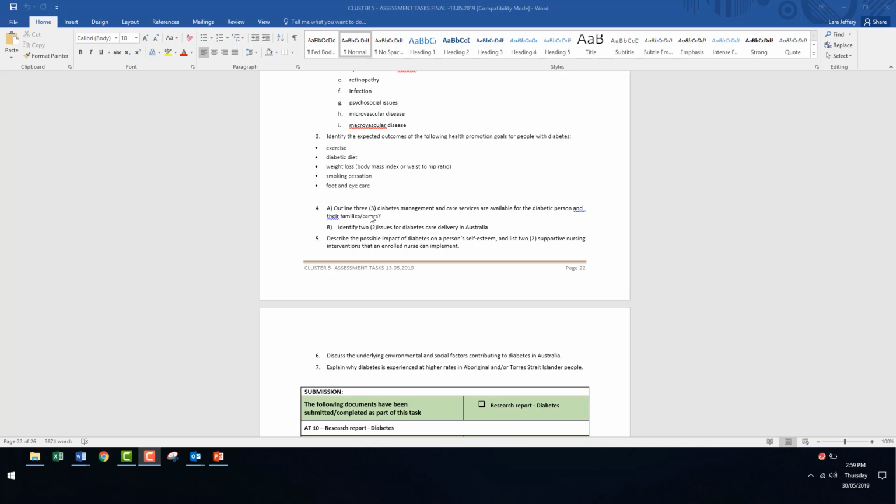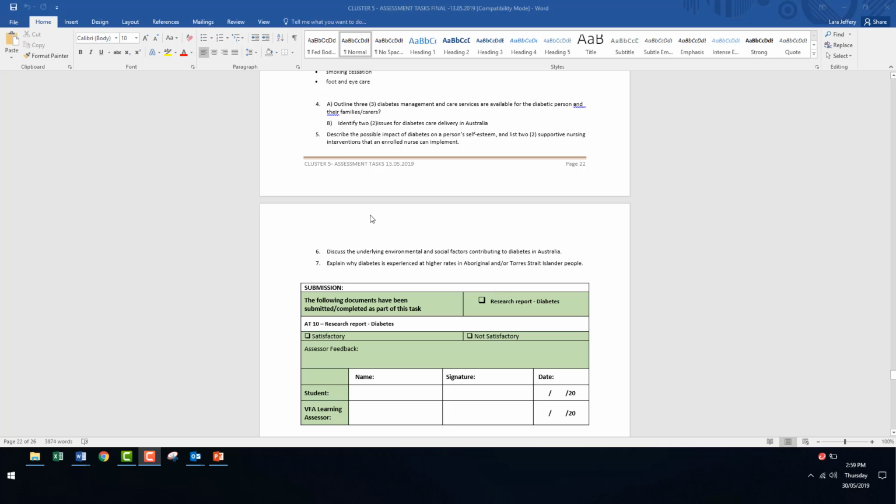then part B of that just says identify 2 issues for diabetes care delivery in Australia. So essentially, what are the barriers to care? What are the barriers to care in looking after and managing diabetes, and why are they barriers? Why is it a problem? Why is it an issue? Okay, so for the 2 issues, you're going to tell us what the barriers or issues are and why they're a barrier. Okay.